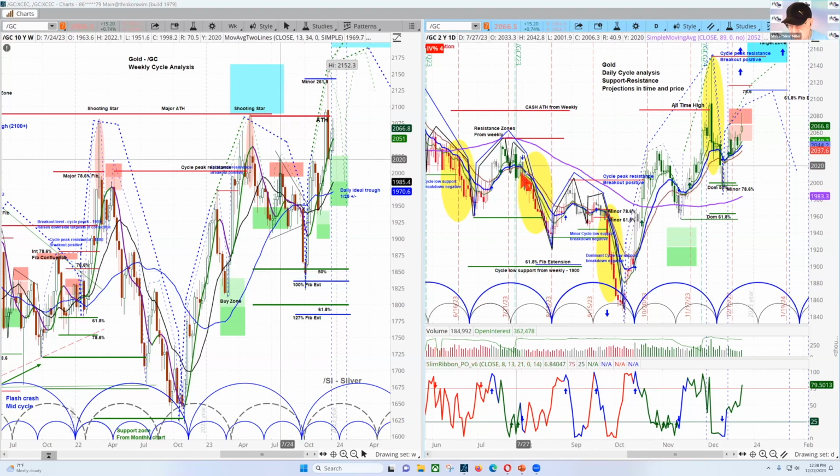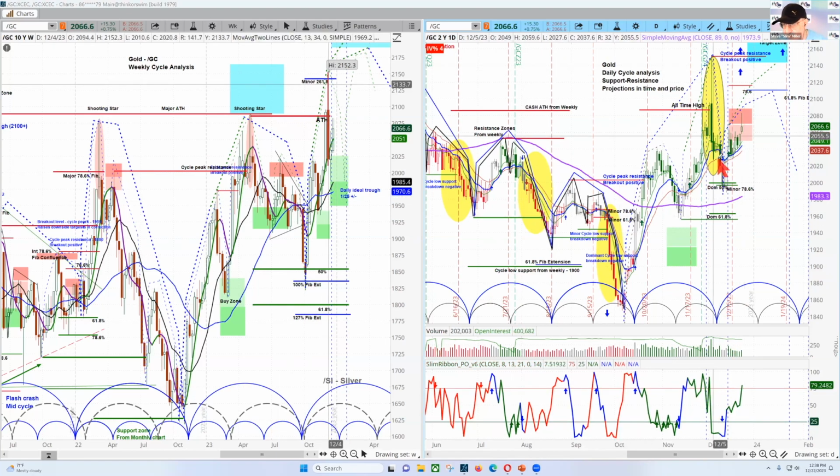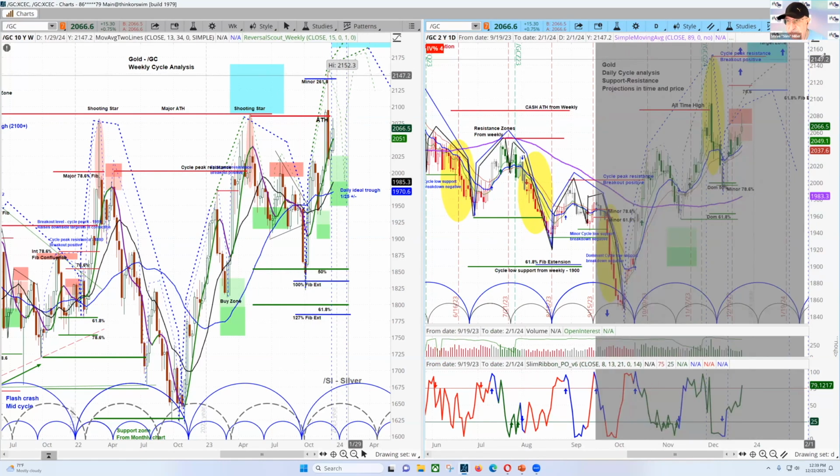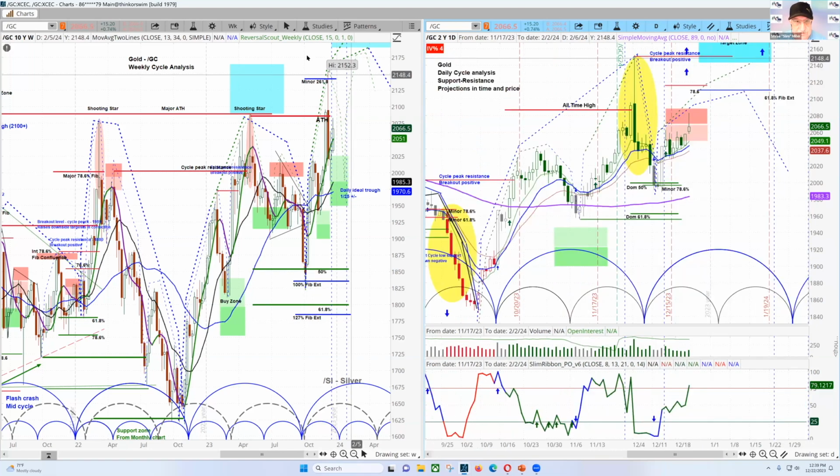That's usually when the slim ribbon turns negative. When the slim ribbon PO shows you red, that's what happens. And right now you could see that correction came really late. That is what we call a right-hand translation. And we'll just open this up for you to see a little bit more here.